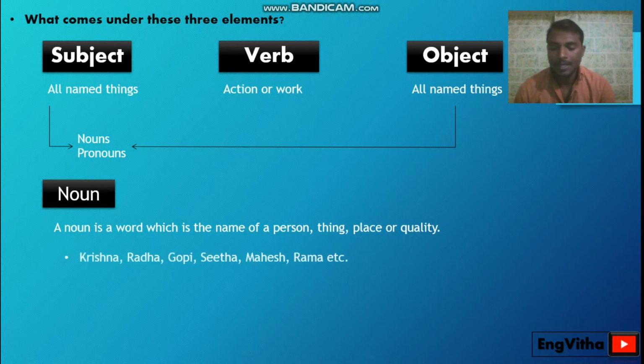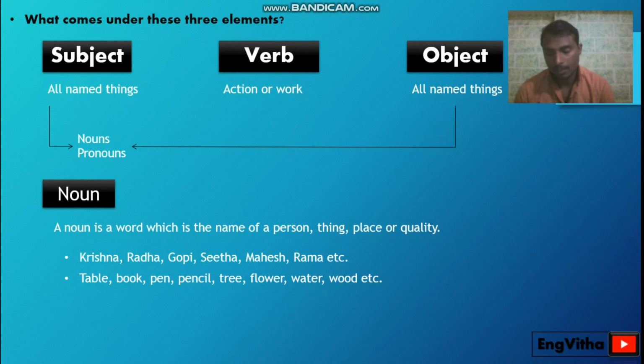For example, Krishna, Radha, Gopi, Sita, Mahesh, Rama and so on. These all are persons and they have individual names: Krishna, Radha, Gopi, Sita, Mahesh, Rama and so on. So whoever the person is, if he has a name, that name can be called a noun. And table, book, pen, pencil, tree, flower, water and wood, these are also nouns because these also have names.